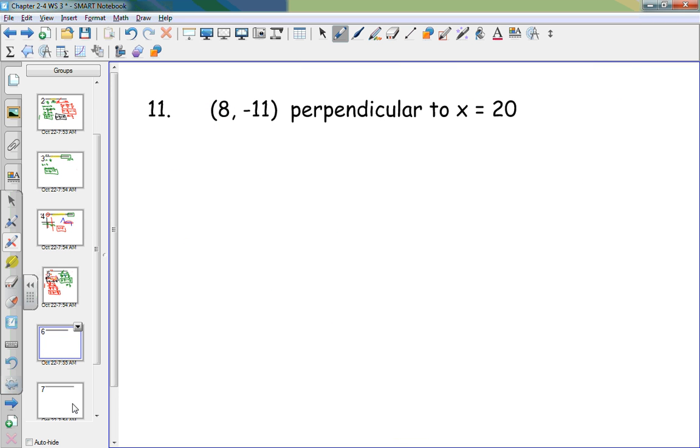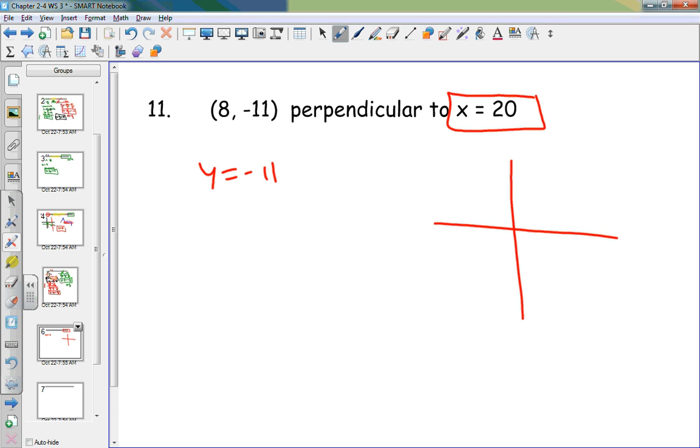Why is it y equals negative 11? Because this is going to be what type of a line? A vertical line at x equals 20. And I need something that is going to be perpendicular to that. So perpendicular would mean what to a vertical line? It has to go horizontally.